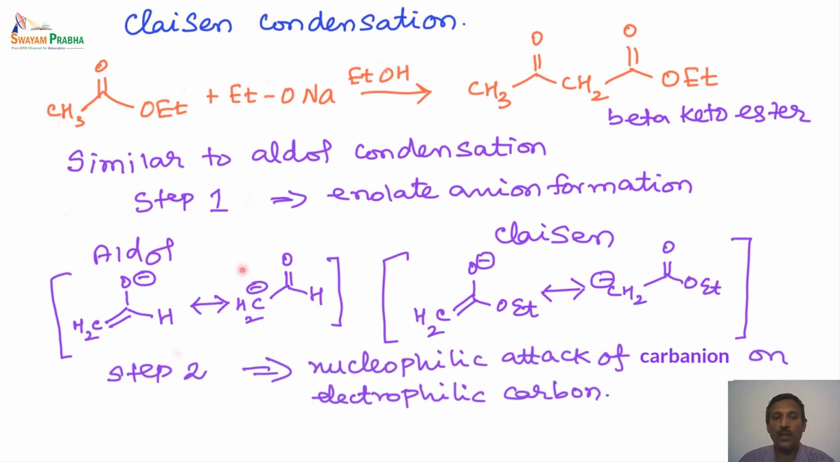As in the aldol reaction, in the Claisen condensation the second step is the nucleophilic attack of the anion on the electrophilic carbon. This is the electrophilic carbon. The nucleophilic anion, the CH2 minus anion, will attack this particular carbon. This is how the condensation reaction proceeds.